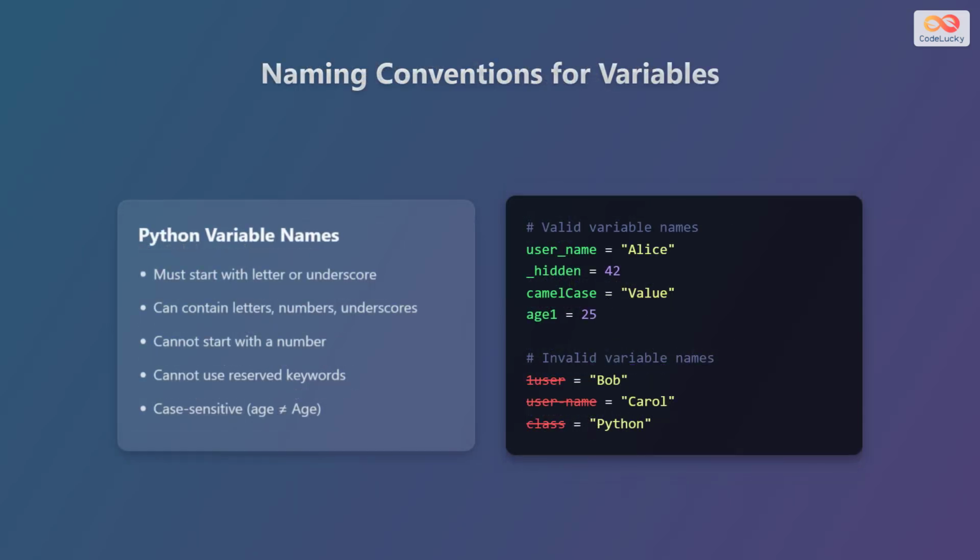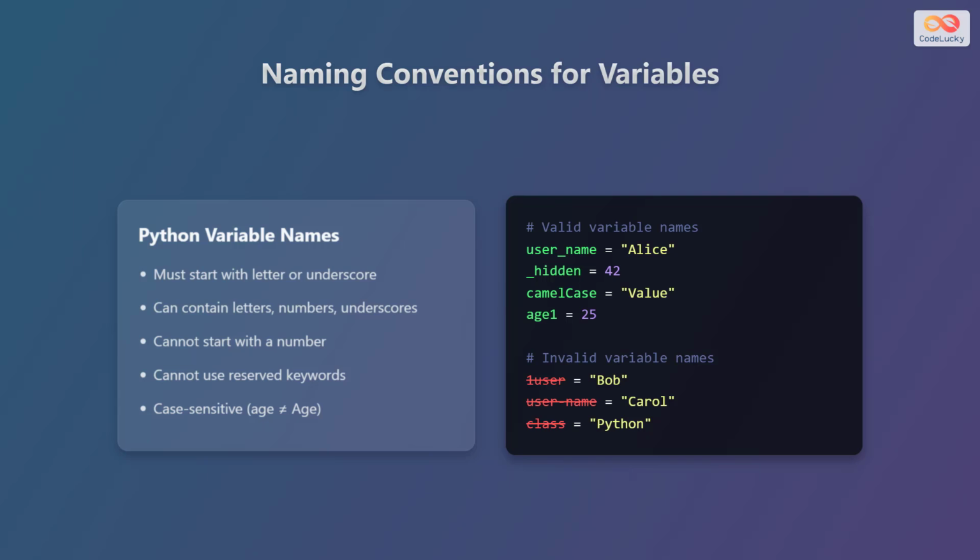Here are the rules and guidelines you should follow when naming variables in Python. Variable names must start with a letter or an underscore. They can contain letters, numbers, and underscores. They cannot start with a number. You also cannot use reserved keywords as variable names such as if, else, for, while, and so on. Keep in mind that variable names are case-sensitive, so age is different from Age.